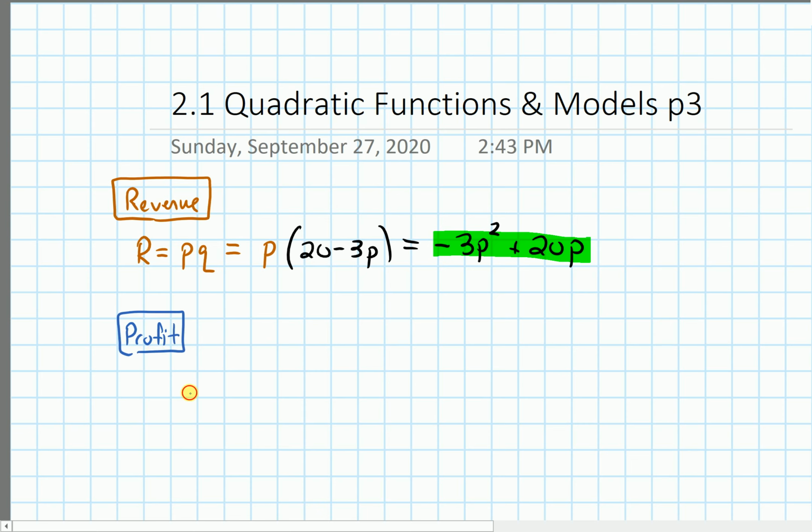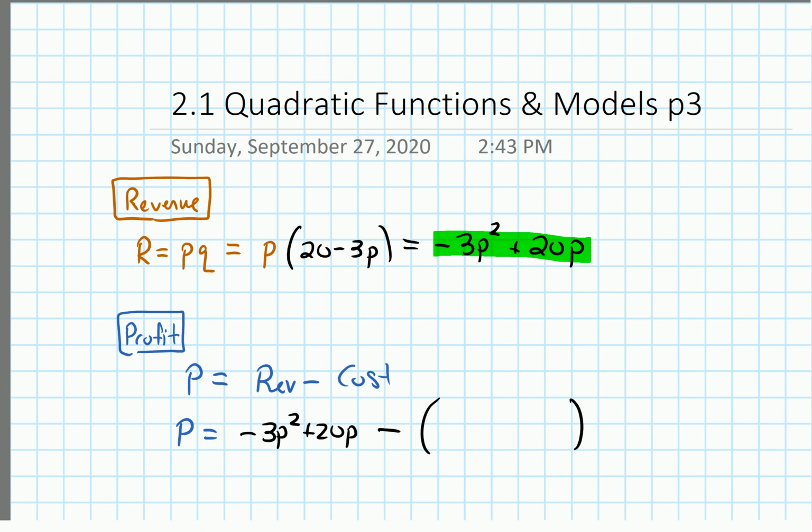So the profit, capital P, equals the revenue minus the cost. So P, profit, is the revenue, and the revenue is negative 3P squared plus 20P. It's that first, minus the cost. So the cost, what was the cost? It was negative 3MP plus 20M plus 32. So that was our cost.